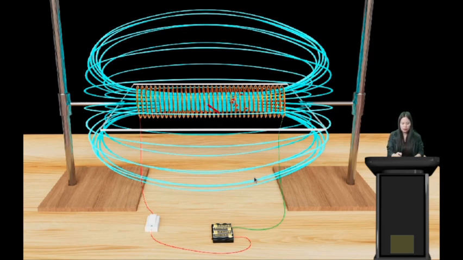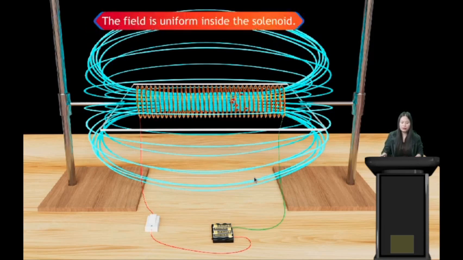Now what about the magnetic field inside this solenoid? The solenoid is in the form of a cylinder, so what about the inside of the solenoid? Let us see. The field is uniform inside the solenoid. We have discussed that the further we go away, the magnetic field strength decreases. But inside this solenoid, the magnetic field is uniform.